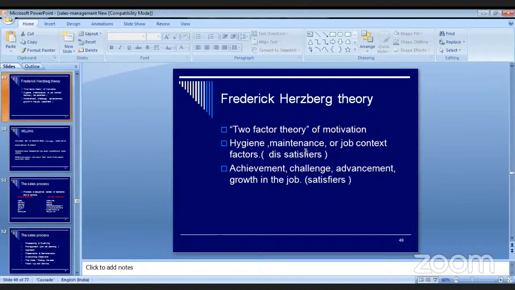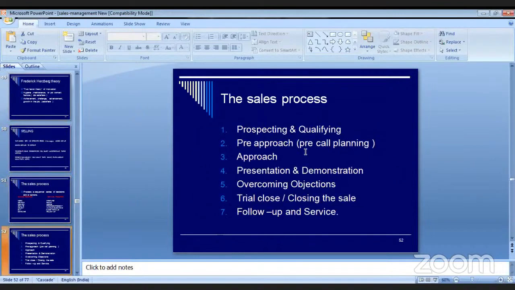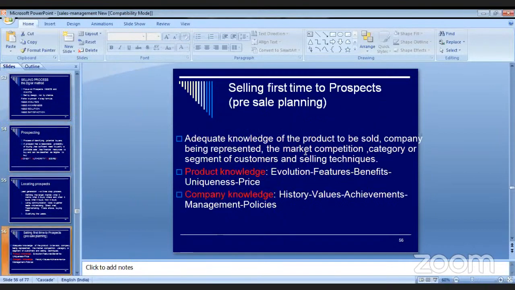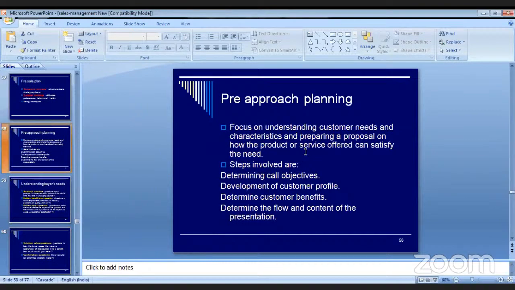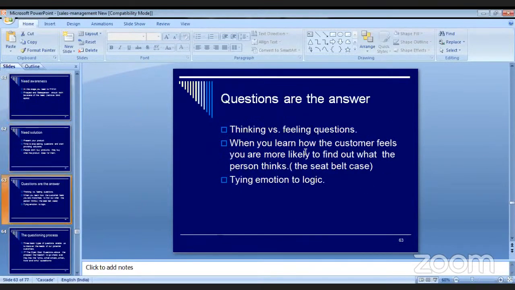In the sales department, we have already discussed different methods of selling: prospecting, pre-approach, approach, presentation, overcoming objections, trial. This part we have already covered, so there is no need to discuss this again.